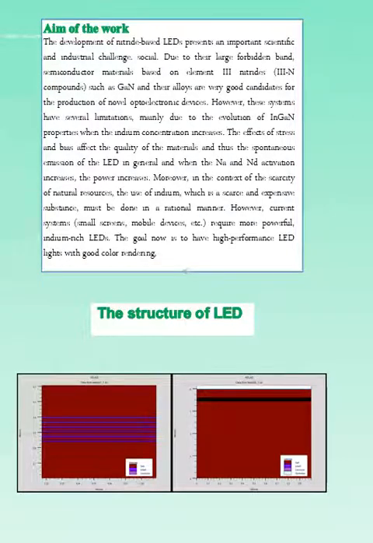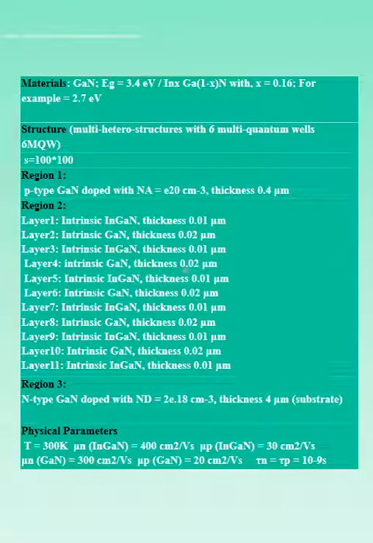The second region consists of a group of layers of InGaN and GaN alternately, that is, multi-quantum wells. The third region is GaN type N. This is with regard to the thickness of the layers and their type, N or P.